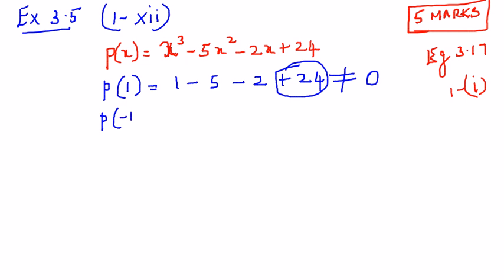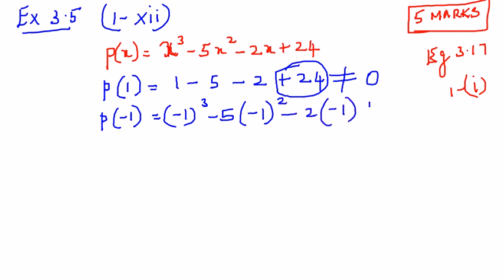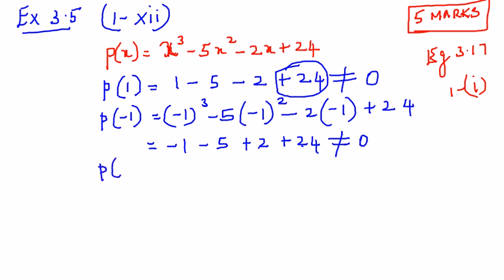Even if you put p of minus 1, what happens? You get minus 1 the whole cube. Whenever you're substituting for minus 1, a number with a negative sign, do it carefully because you could mess up with signs and the whole sum will become wrong. So even if there is an extra step, it's okay. So you get minus 1. Minus 5 into plus 1 is minus 5. You get plus 2 plus 24. Right? This is also not going to be equal to 0. This is 24 plus 2 is 26. 26 minus 6 is again 20. So it's not 0.